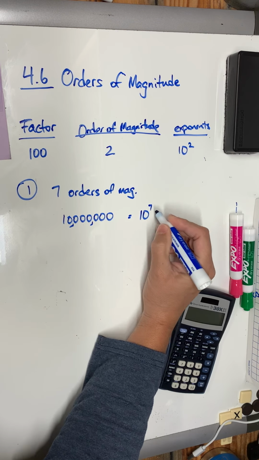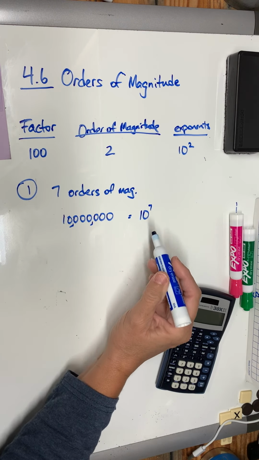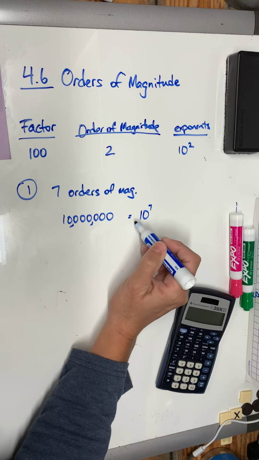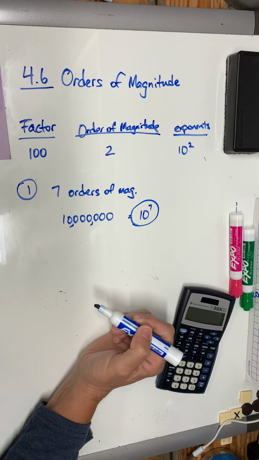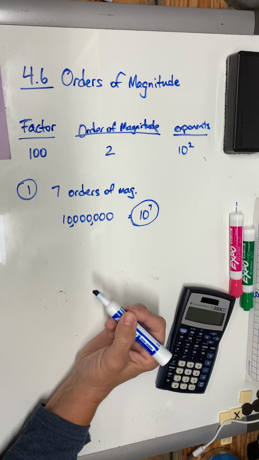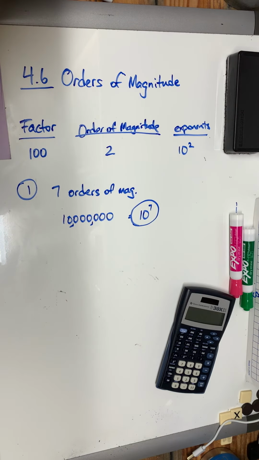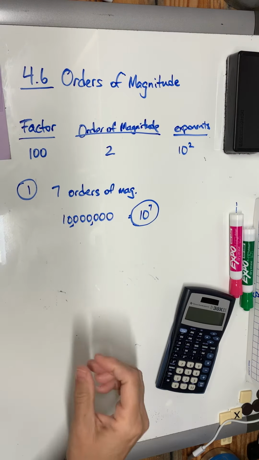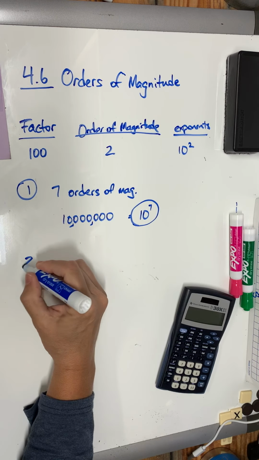Incidentally, this would be 10 to the 7th power. If you were to type that into your calculator, you would get this answer. This is not the format that they want the answer in, but I just want to make that comparison for you. Okay, let's look at question number 2.